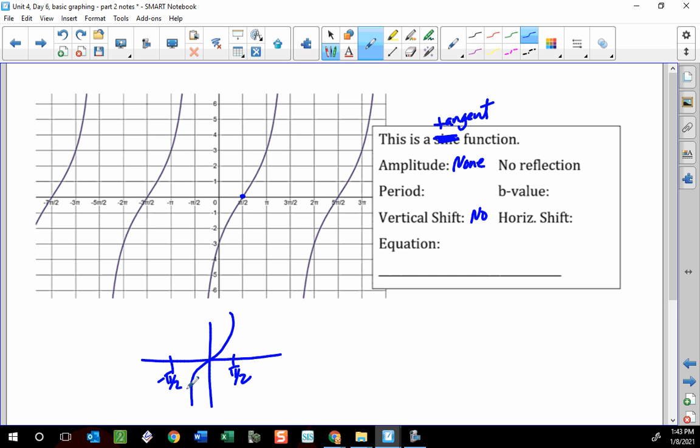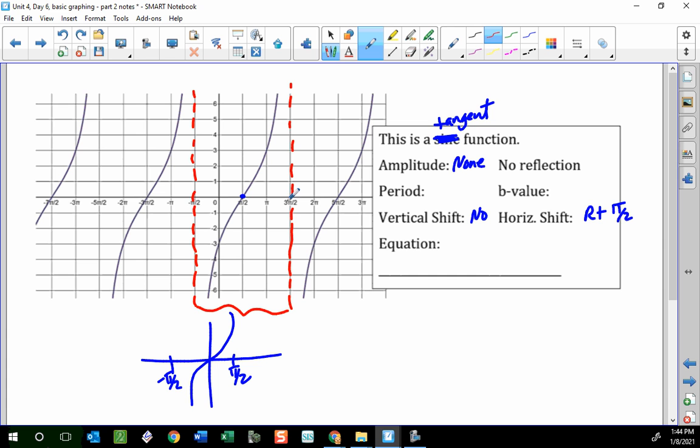But this has been shifted over, obviously. If I look at this, I think it's been shifted over by pi over 2 again, because it should have been at 0, and now it's over here. So it has been shifted to the right, pi over 2. Okay, and let's take a look at the period. This graph lasts from my asymptote right here to my next asymptote right here. So let's figure out how wide that space is, from negative pi over 2 to positive 3 pi over 2.